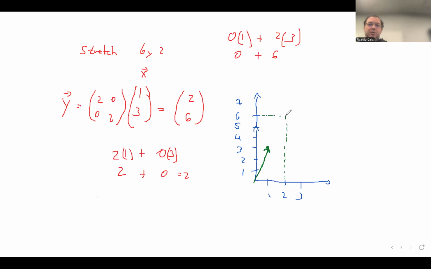6. Do you guys see that? So if you notice, it just continues in the same direction, and we have stretched it out. Does this make sense? So we went from 1, 3, this was 1, 3, and stretched it out to be 2, 6. So by multiplying this vector times this matrix, we in fact do stretch it.